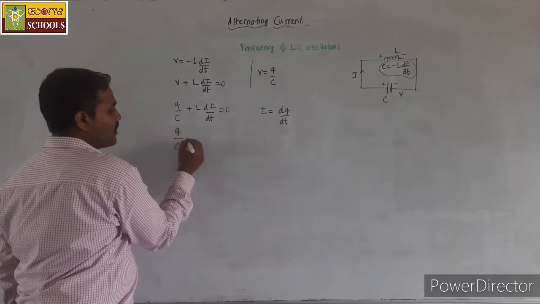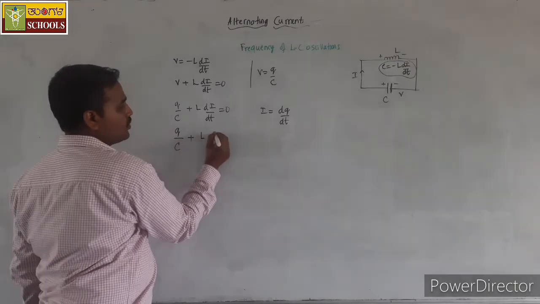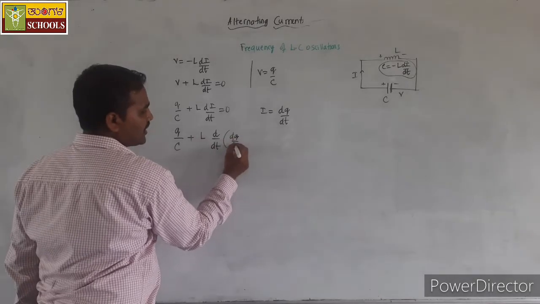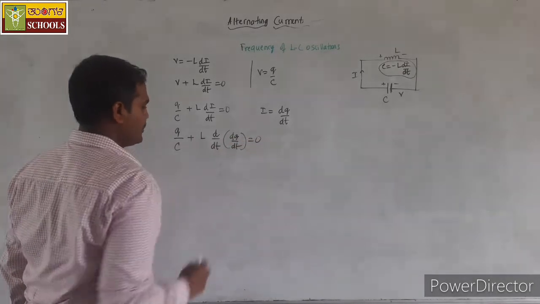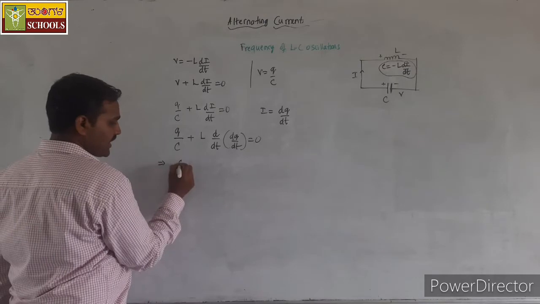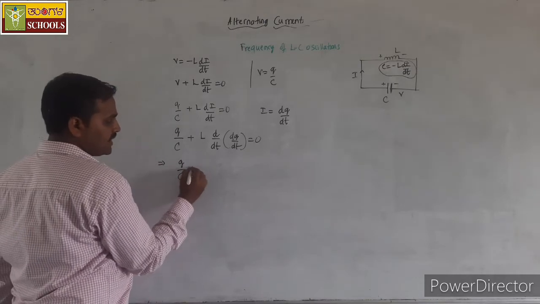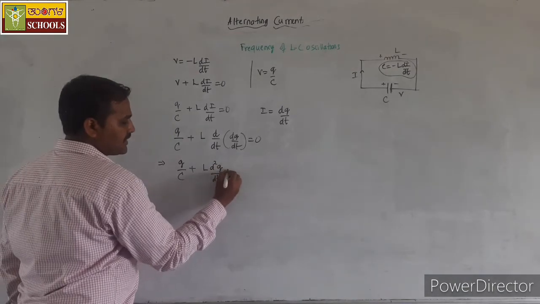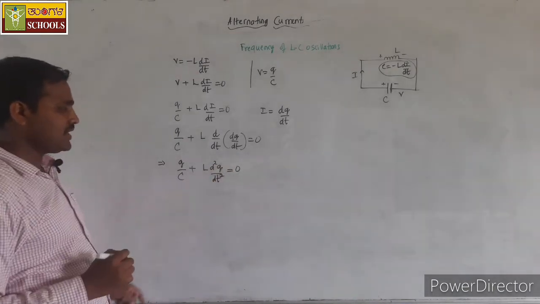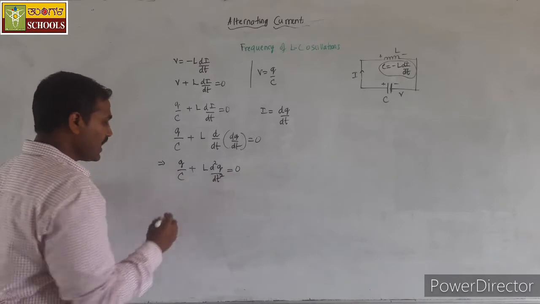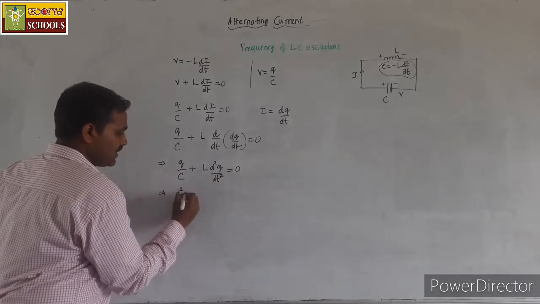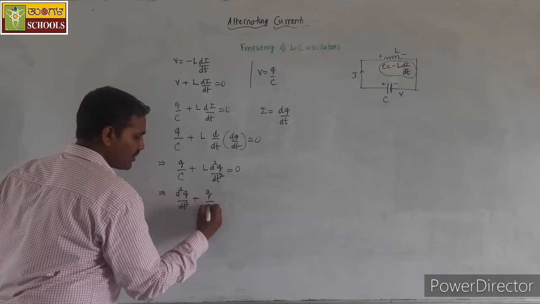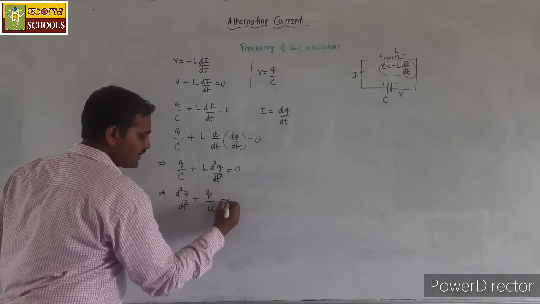I can write Q by C plus L into d by dt of dq by dt is equal to 0. Yes, the same equation I can write as Q divided by C plus L into d square Q divided by dt square is equal to 0. Divide the equation by L, and I get d square Q divided by dt square plus Q divided by LC is equal to 0.